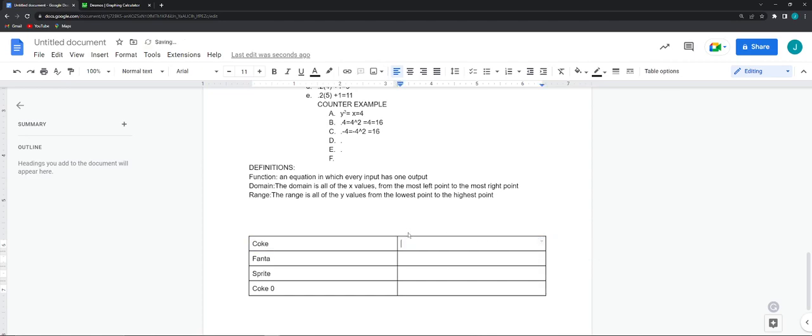Another thing that could happen is if we click Coke and we get Fanta, it would still be a function as long as we get Fanta every time we click Coke. So this could still be a function.